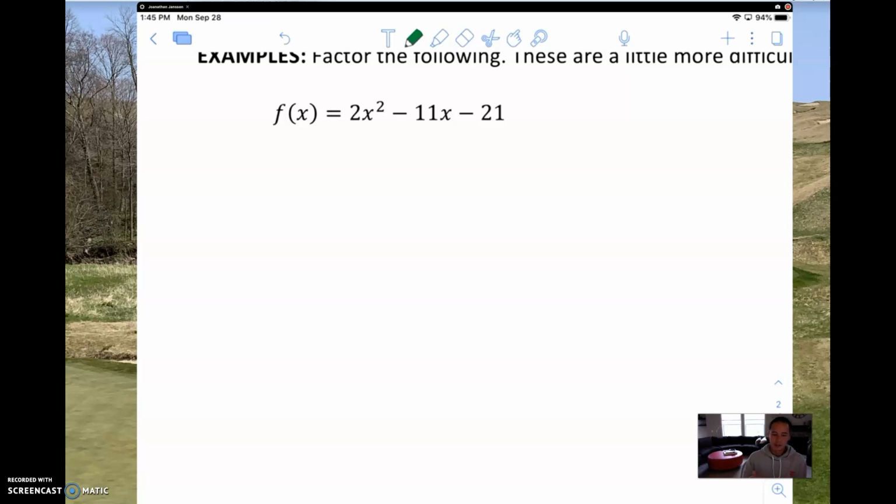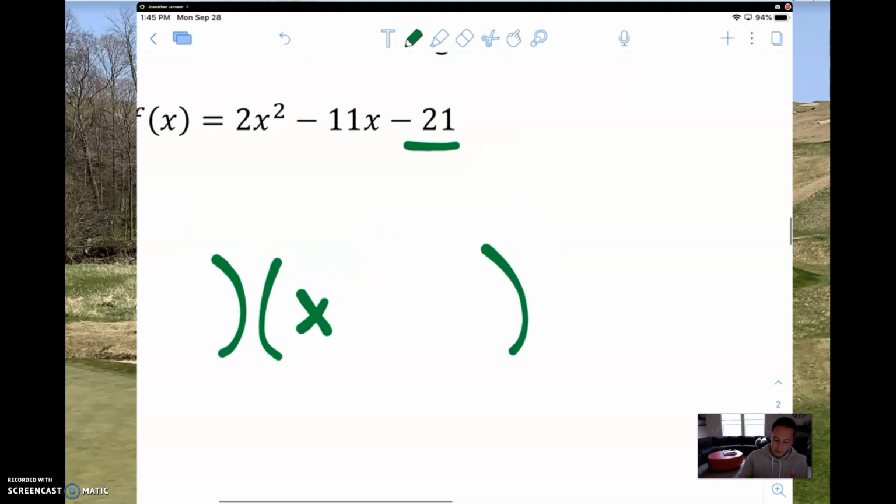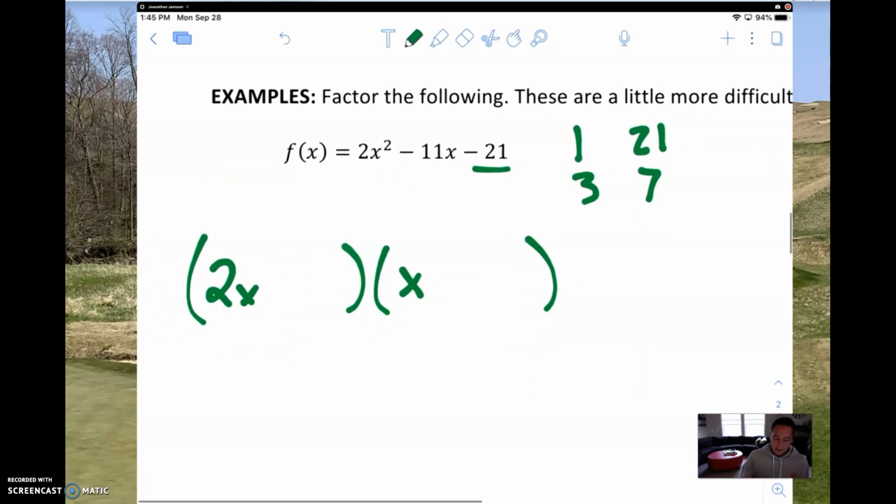We have this 2x squared here, so because it's a 2, it's going to be pretty easy. The only way that you could make a 2x squared using integers would be 2x and 1x. So I'm going to start by doing that. Next, we're again going to look at this minus 21, and we're going to come up with numbers that multiply to a 21. And the only sets I can think of are 1 and 21 or 3 and 7. And we're still going to have them make an 11, but it's going to involve some multiplication in between.